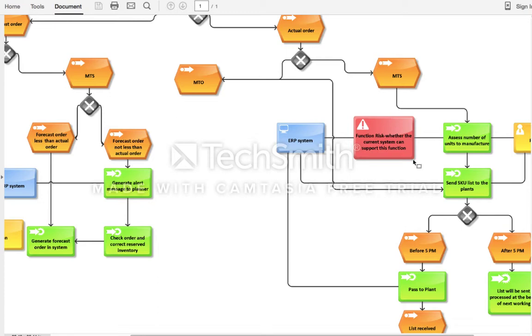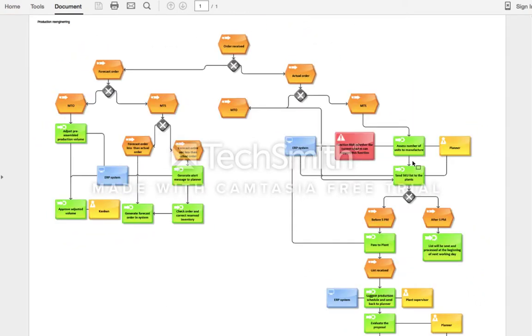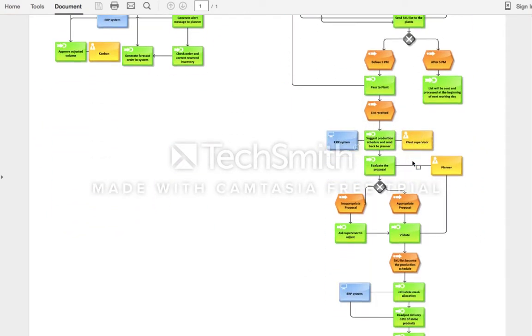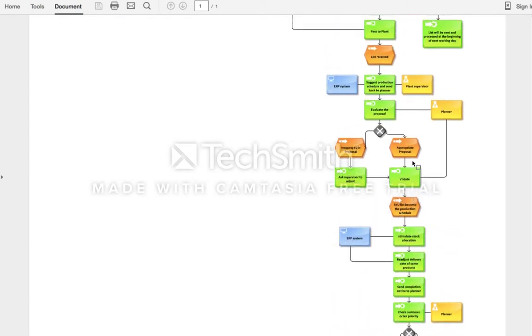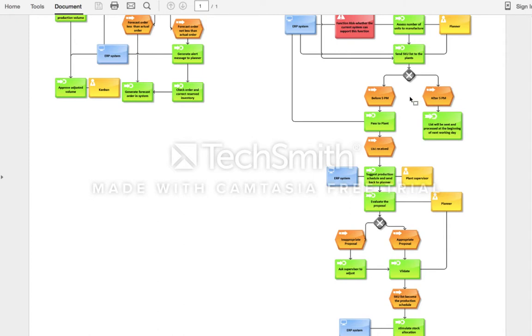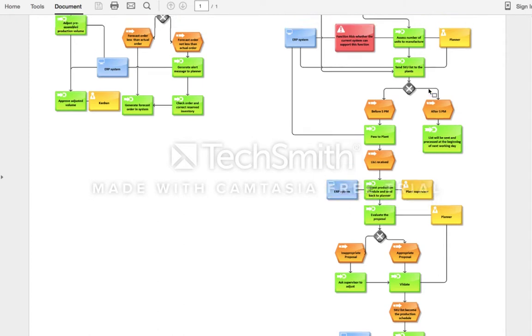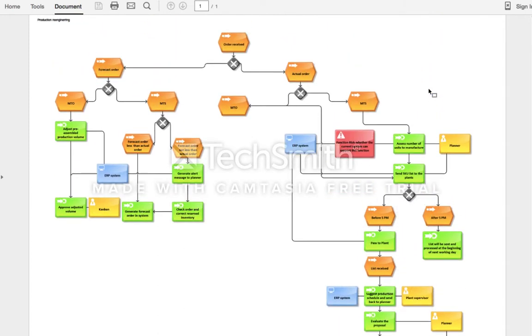And there's also a risk of our major customers who take orders after 5 p.m., which may eventually result in lower customer satisfaction and lost customers.